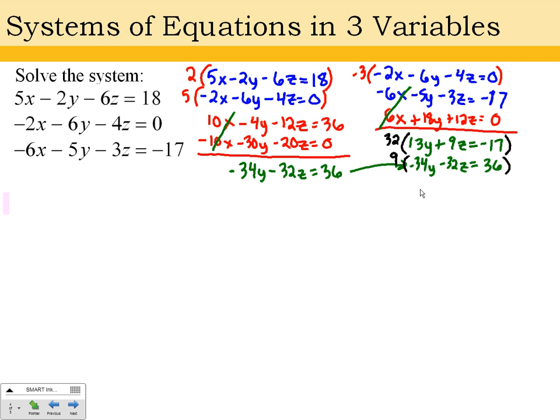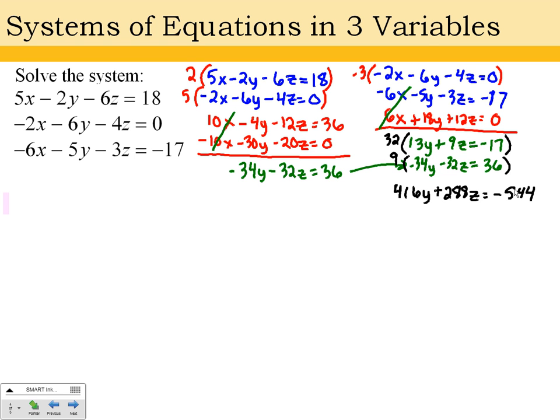And this is where I really enjoy having calculators nearby, because we've got some big numbers coming up. For example, 32 times 13 is 416y, and then 32 times 9 is 288z. 32 times negative 17, I know, is going to be negative. Gives me 544.